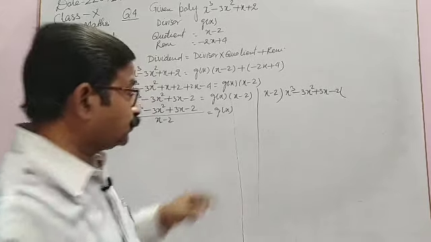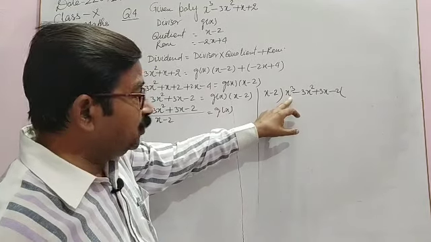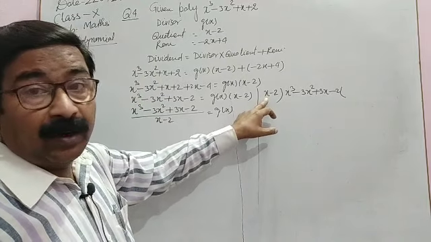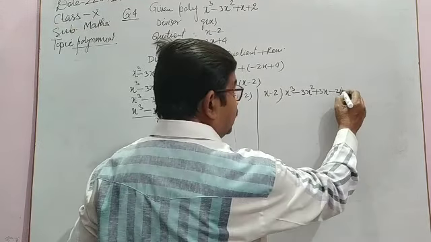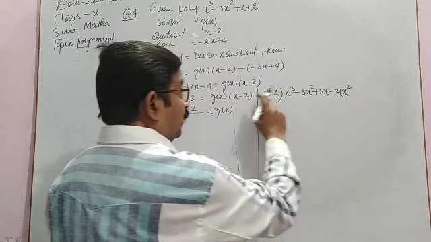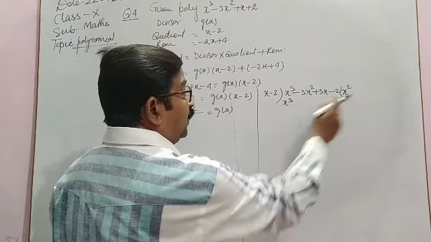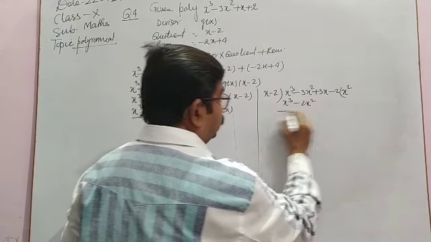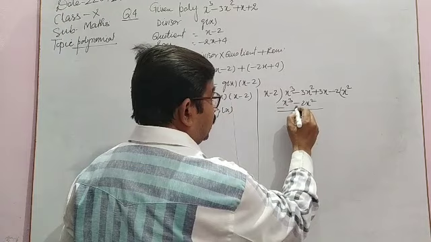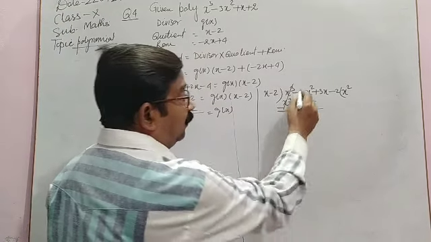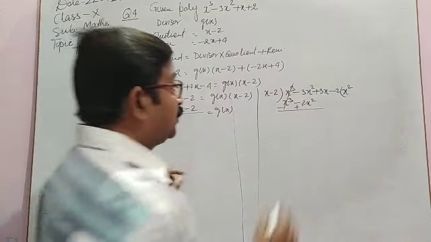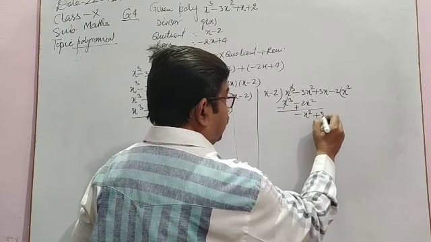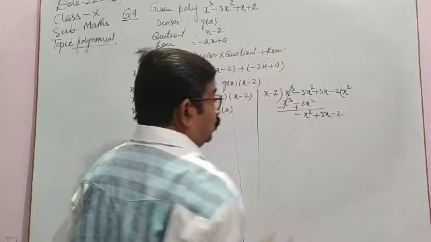Let's see. Here it is x cube, its degree is 3 and the divisor's degree is 1. So this is x square times. x square into x is x cube, x square into minus 2 is minus 2x square. Change the sign, minus and plus. This will go. Minus 3x square plus 2x square, we have minus x square plus 3x and minus 2.